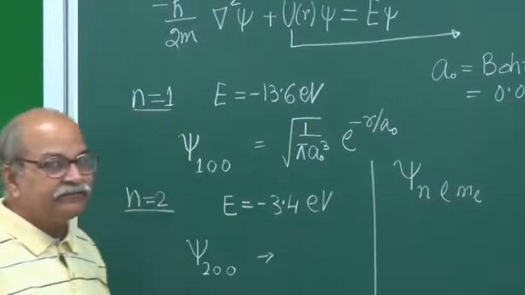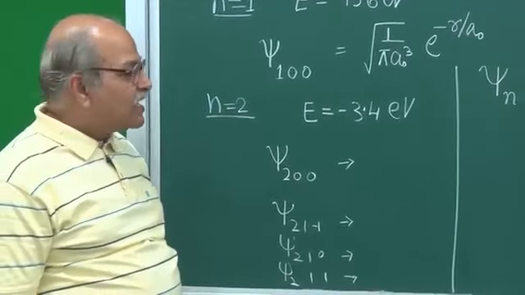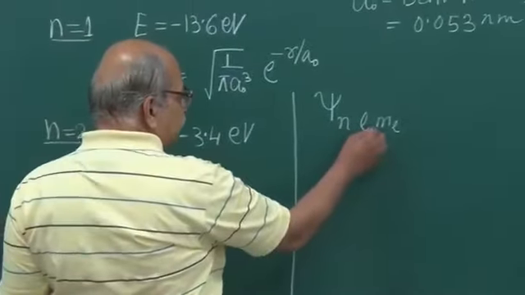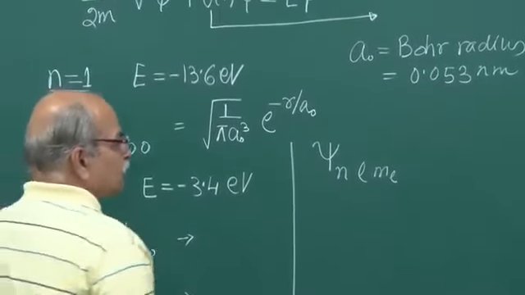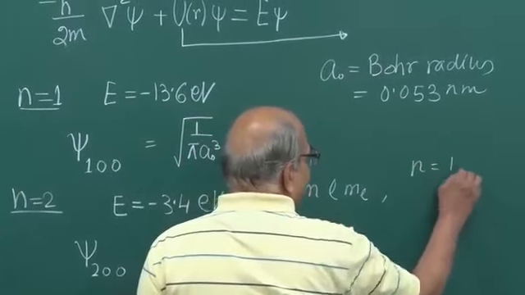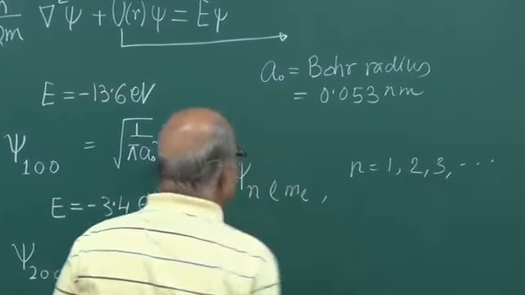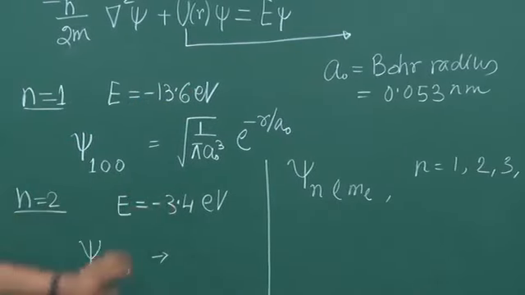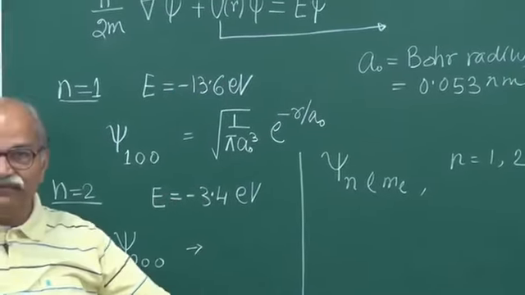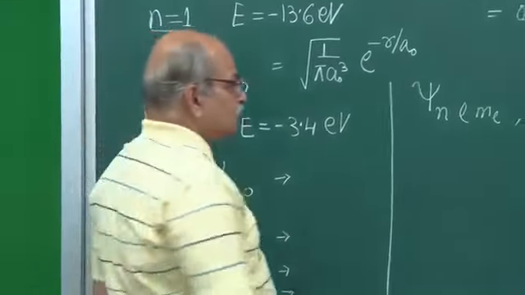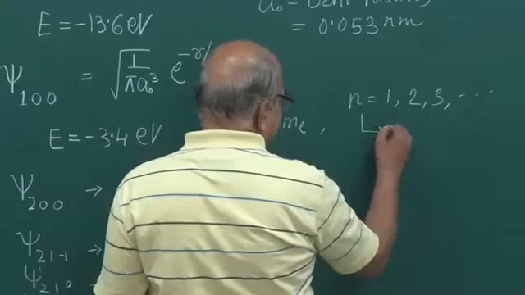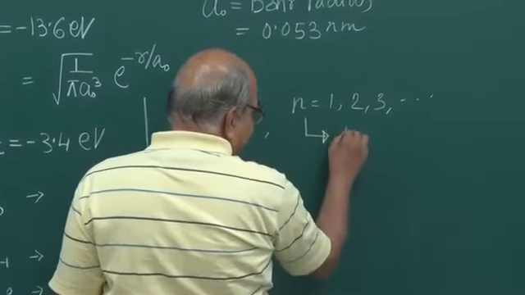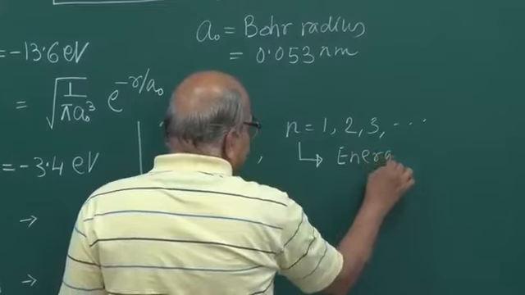So the first digit here is n. N is equal to 1, n is equal to 2, then n is equal to 3 and so on. And the second parameter is L. So n can be 1, 2, 3 and so on. So here n is 1. This is the energy, this is n equal to 2, this is the energy, n equal to 3, the energy will be minus 1.5 eV and so on. So that is n. It is related to energy, at least in this case.